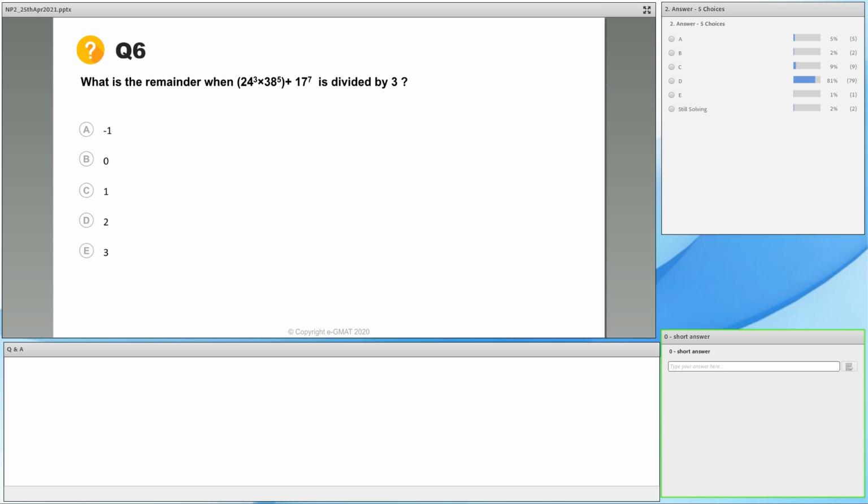So option D is the most popular option. 80% of you have chosen this. You should not have chosen option A simply because I told you remainders should be positive.